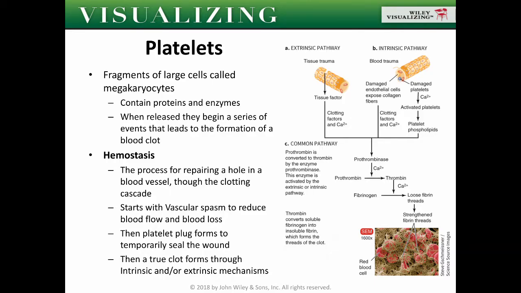So hemostasis is the process of repairing a hole in the blood vessel through the clotting cascade. It starts with a vascular spasm to reduce blood flow and blood loss. Then the platelet plug will form to temporarily seal the wound, and a true clot forms through intrinsic and extrinsic mechanisms.